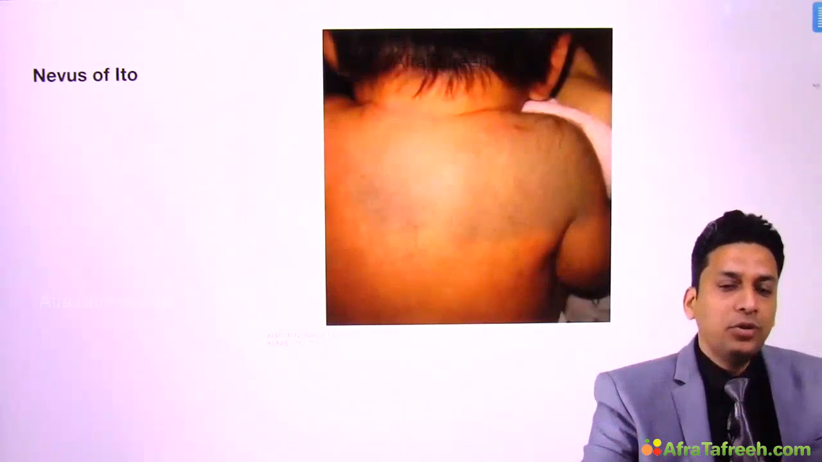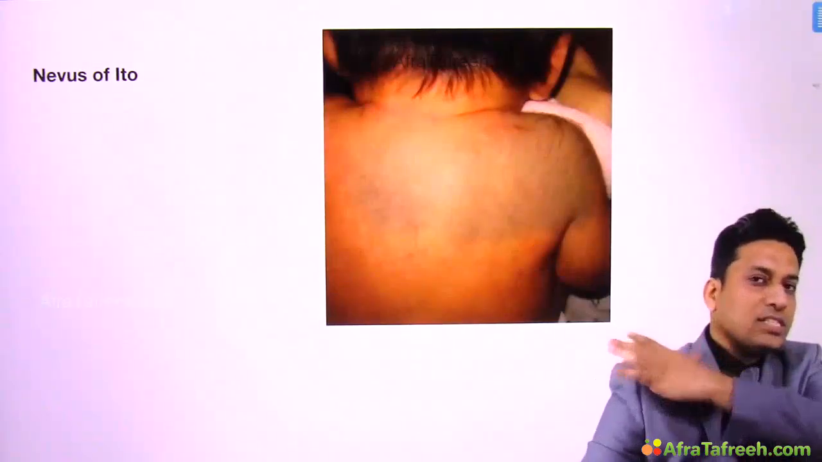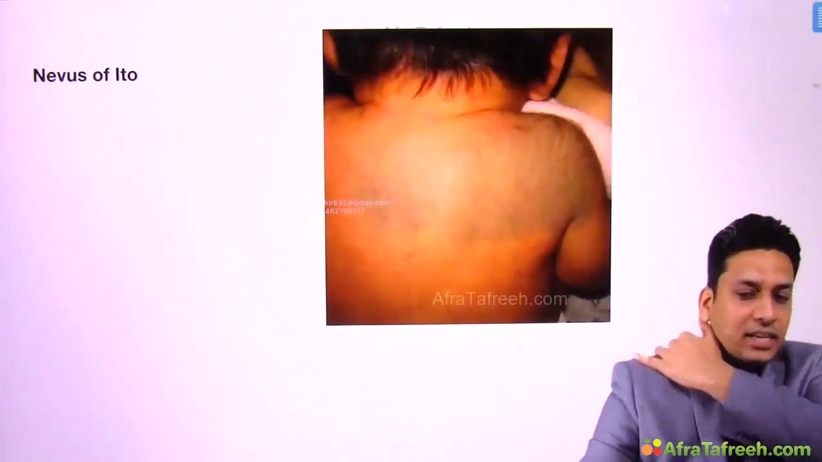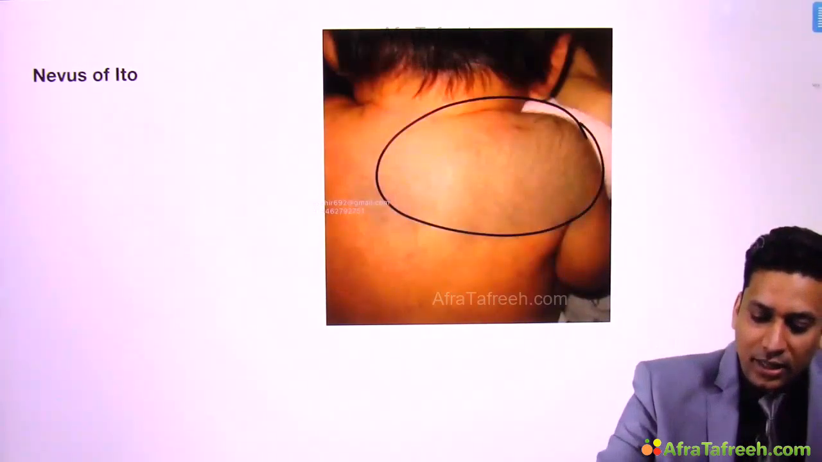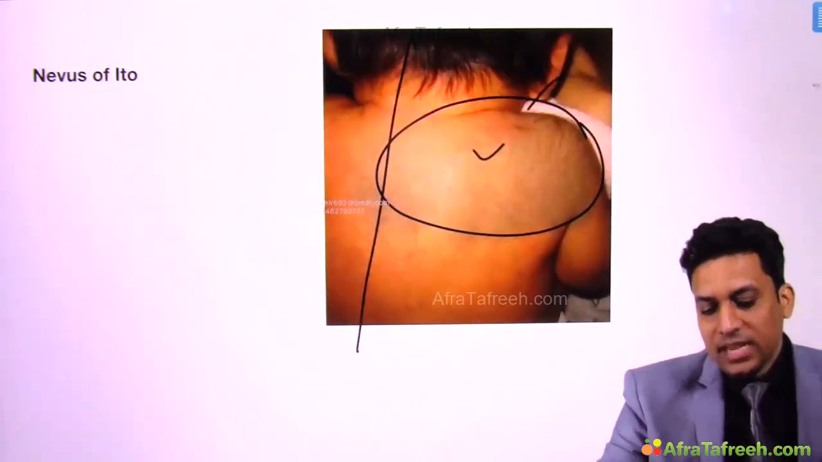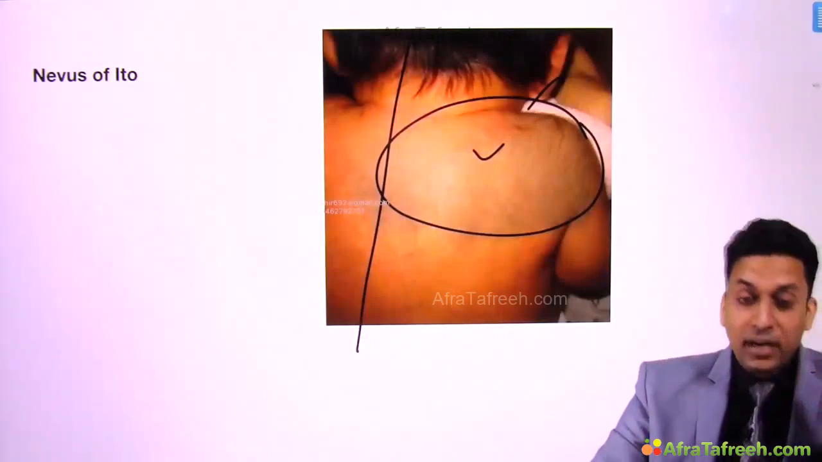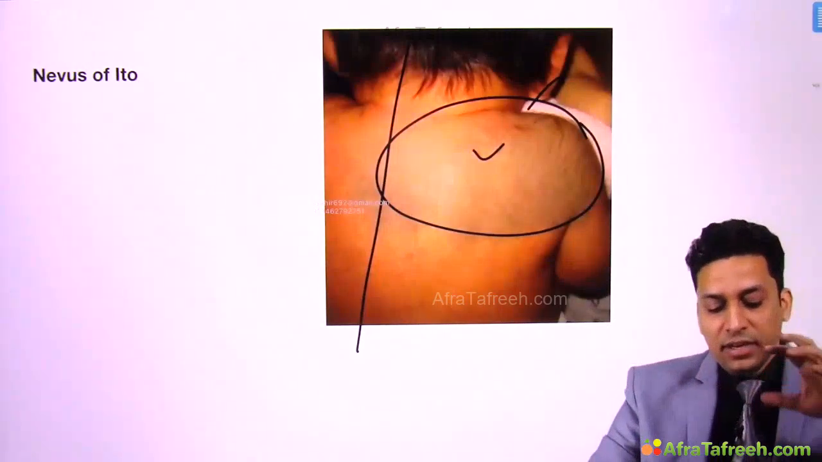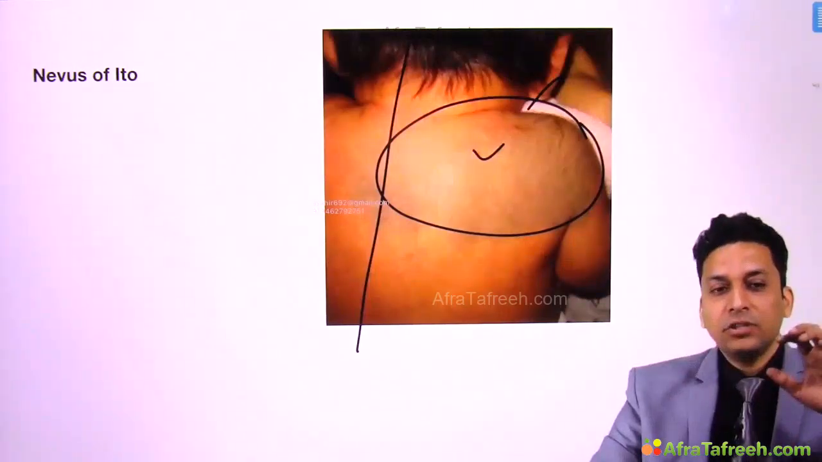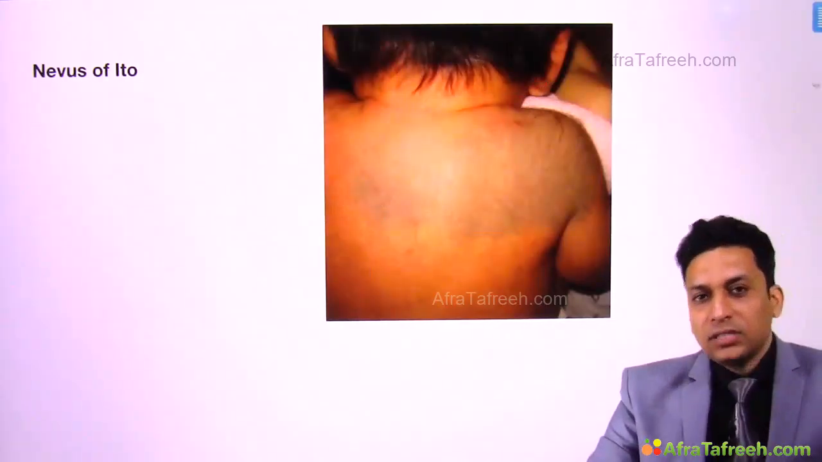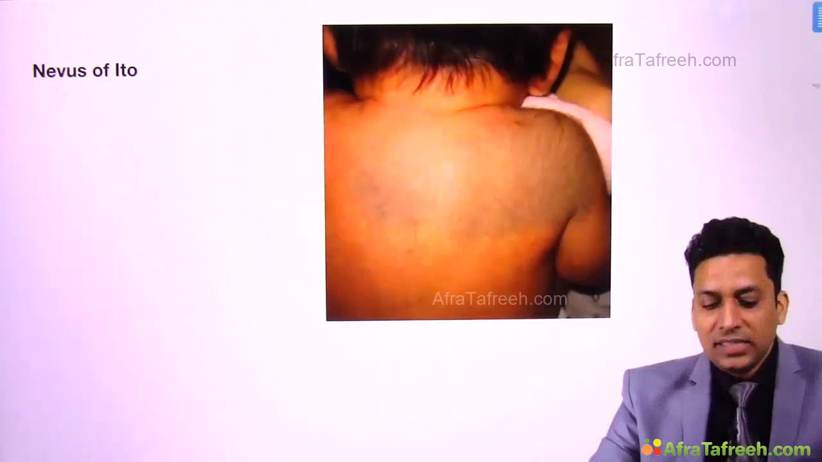While nevus of Ito occurs along the distribution of acromioclavicular nerve. So you know acromioclavicular nerve, this is acromion process, this is clavicle. So commonly this site is involved, that is the shoulder area, neck area. And again the lesion is unilateral, so if only one side this bluish discoloration is present over the shoulder girdle, or clavicular area, supraclavicular area is involved, then you should suspect nevus of Ito.